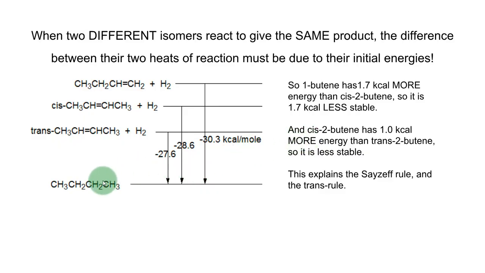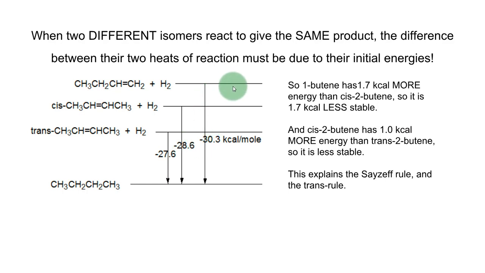Well, since they're all going to the same product, butane, all 3 of these reactions are downhill to the same place. So since they're different from each other, it must mean that they have different amounts of energies to begin with. In each case, we're adding 1 hydrogen, so that's not the difference. The difference must be the alkene itself. So this alkene must be higher in energy than this one, which is higher in energy than this one. And so notice that 1-butene, when it reacts, has 1.7 kilocalories more energy because this gives off 30.3, this gives off 28.6.